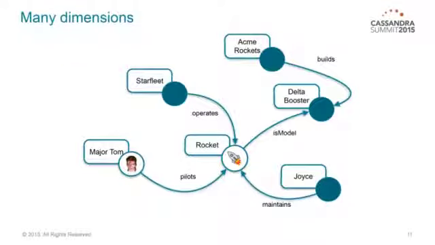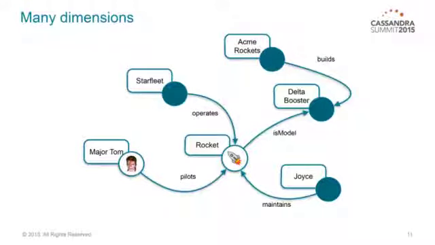So let's look at what we could do in the graph. Let's start out here. We have a rocket in the center there. The rocket is not an island. It actually has all sorts of other pieces of information that you can hook up to it to gain context and draw meaning out of it. First over here, we have the world's smallest David Bowie, Major Tom. He pilots the rocket right there.